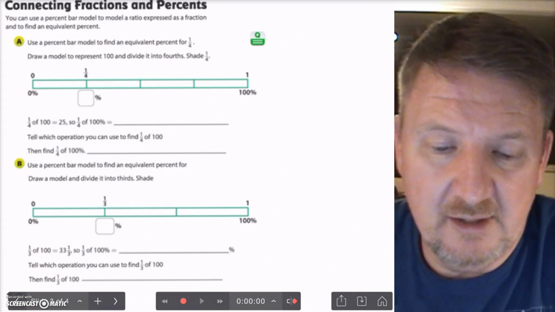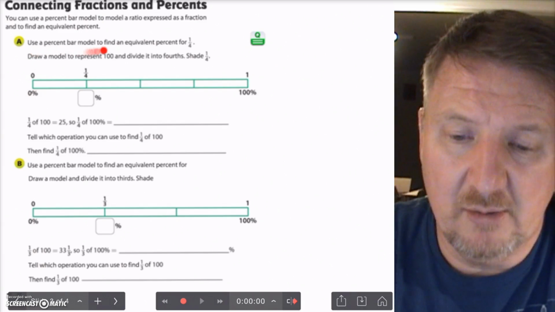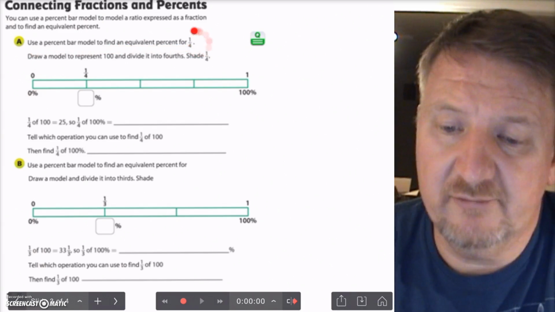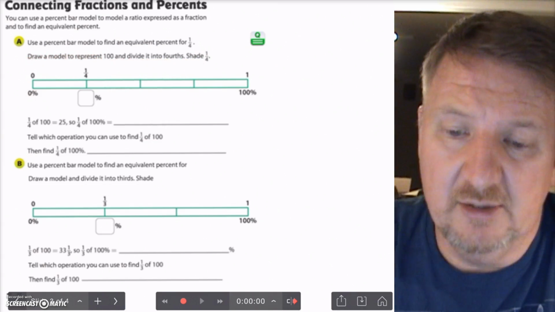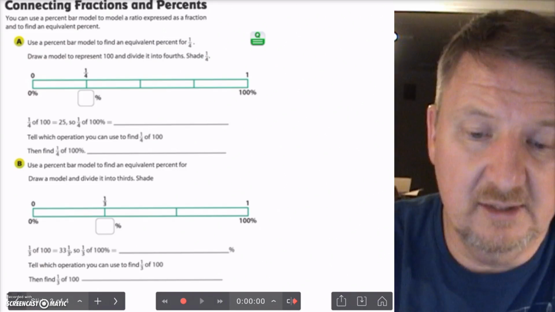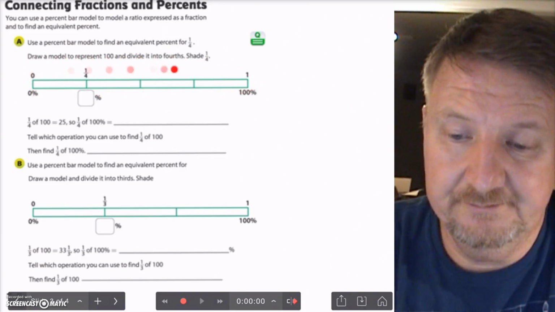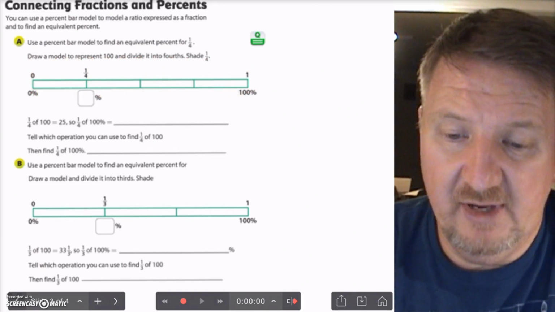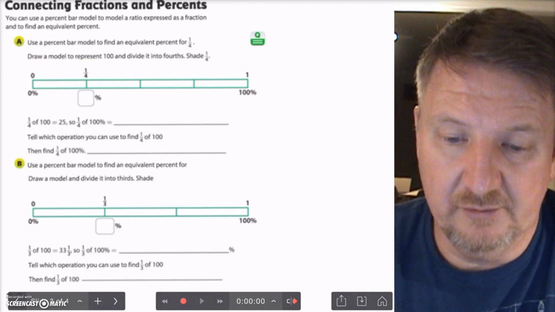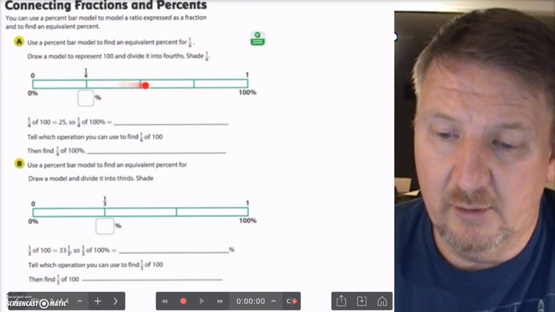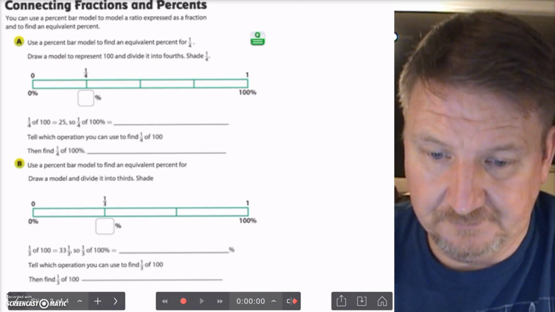Letter A says use the percent bar model to find the equivalent percent for 1/4. It says draw the model to represent 100 and then divide it into fourths. Well, luckily the model's already drawn. That would take me forever to draw. And then we divided it into 4 equal sections. So we have 1/4 marked on the grid, and we want to know what percentage that is out of 100.